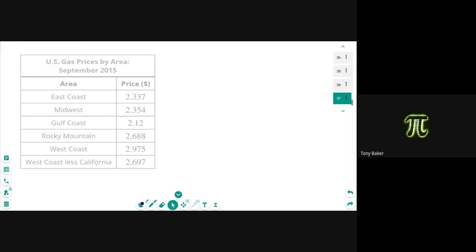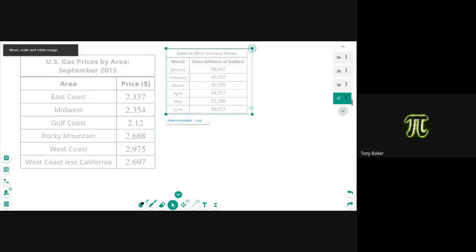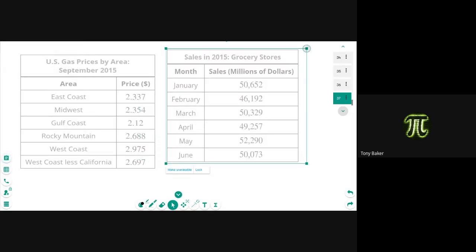Time series or cross-sectional? Cross-sectional. Because if you look at this one, it is looking at gas prices in September of 2015 and then the areas. It was looking at the gas prices at the exact same time for all those areas. So that is cross-sectional data. Time series or cross-sectional? Time series. Good.